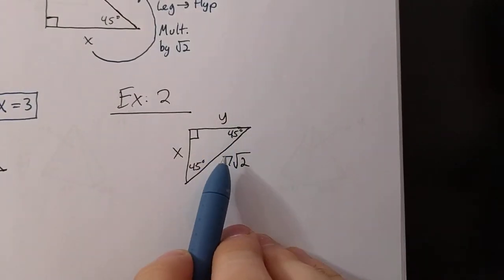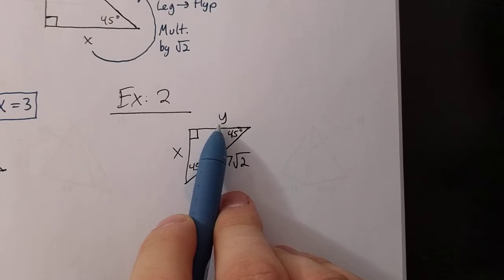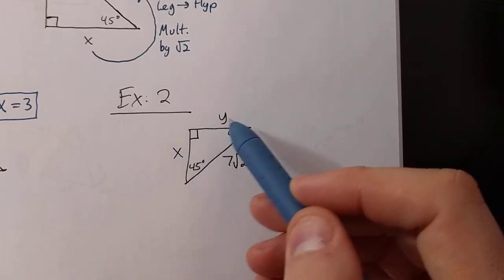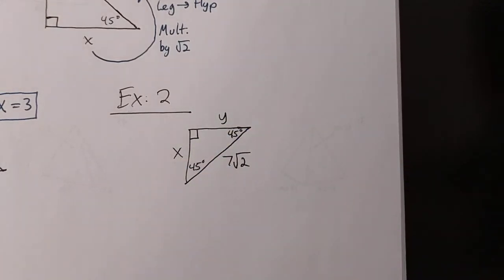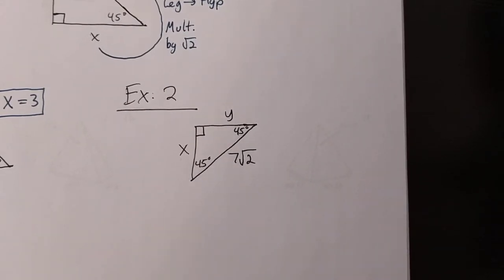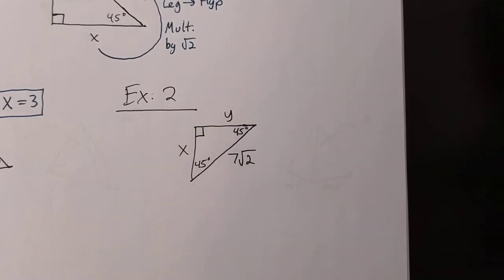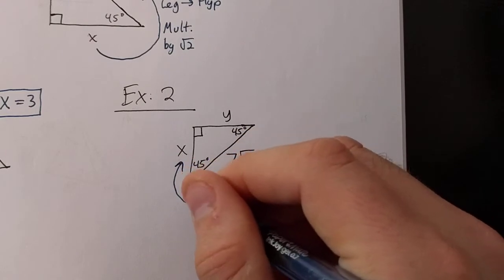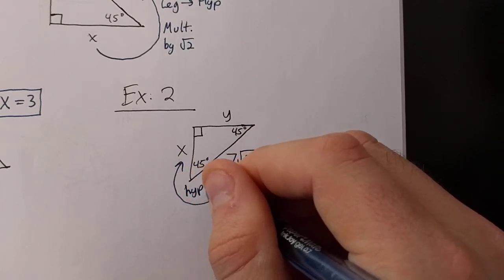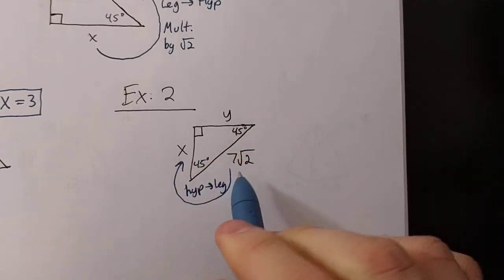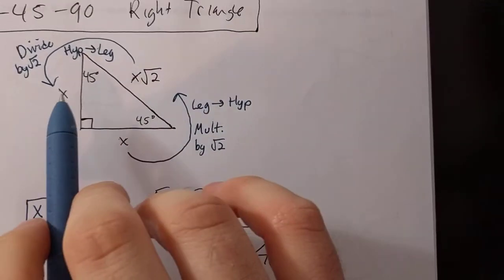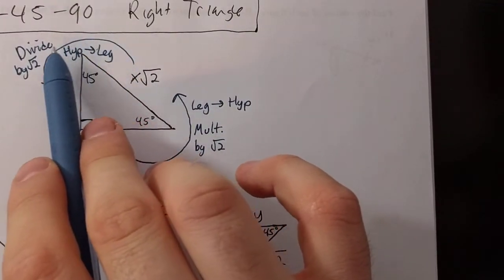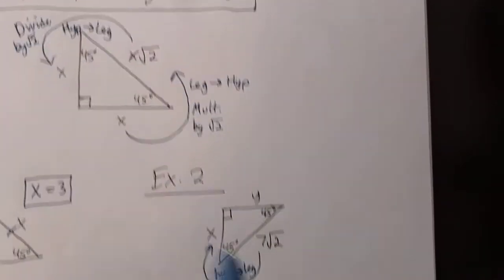Here they give you a hypotenuse and they ask for the two legs. Just a heads up, once you find one of the legs, the other leg's exactly the same. So you don't need to do double the work here. Just do one set of operations and then use that same length for x or y, or vice versa. So I'm going from hypotenuse to leg. If we look back up here at our diagram, hypotenuse to leg, we're going to divide by square root 2.